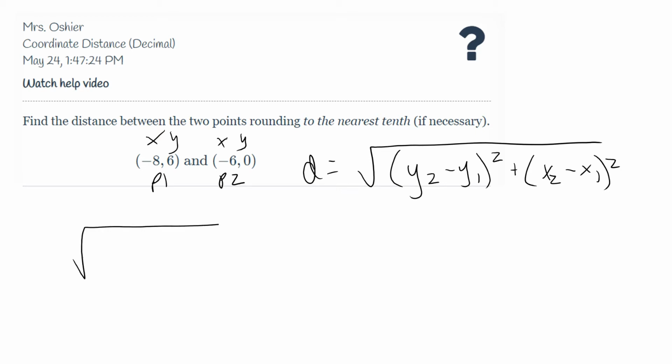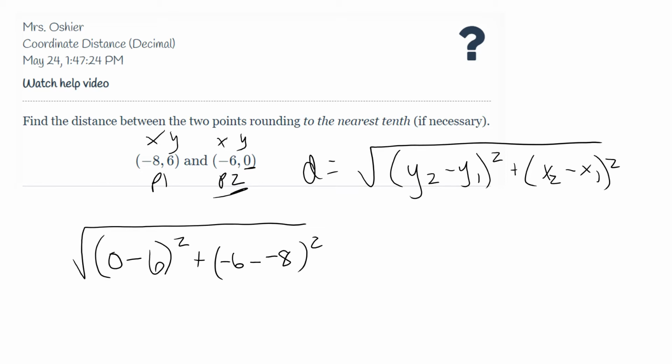So to substitute everything into my formula, I want y2, so 0 minus y1, which is 6, squared, plus, again, substituting into my formula. Because I started, remember, at point 2, you have to be consistent, so negative 6 minus negative 8. A lot of people mess that up sometimes. Be careful. It's a minus and then a negative 8. So those will turn into a positive.